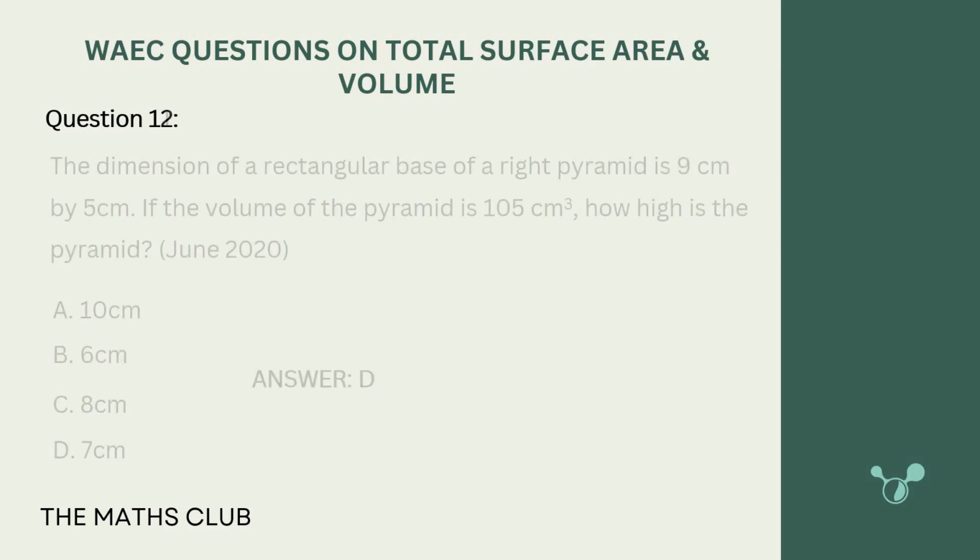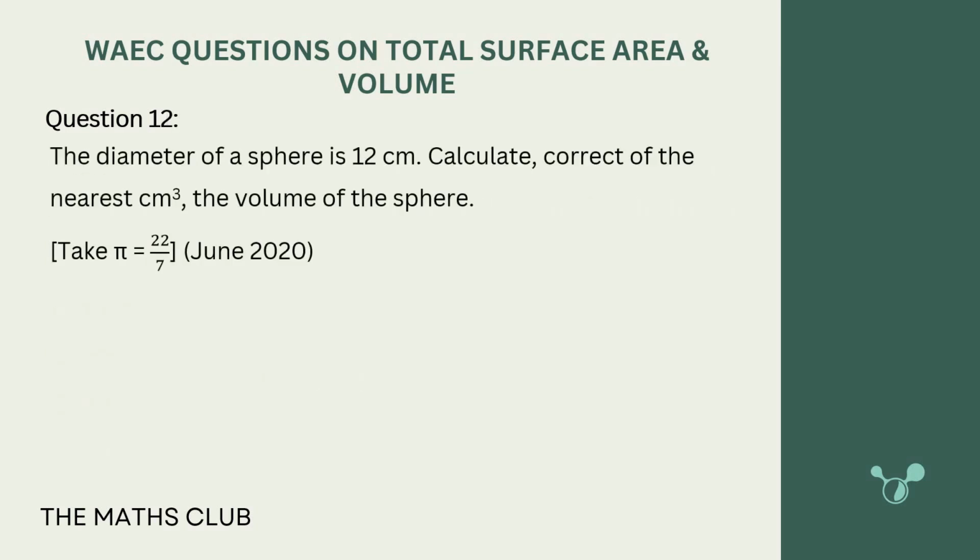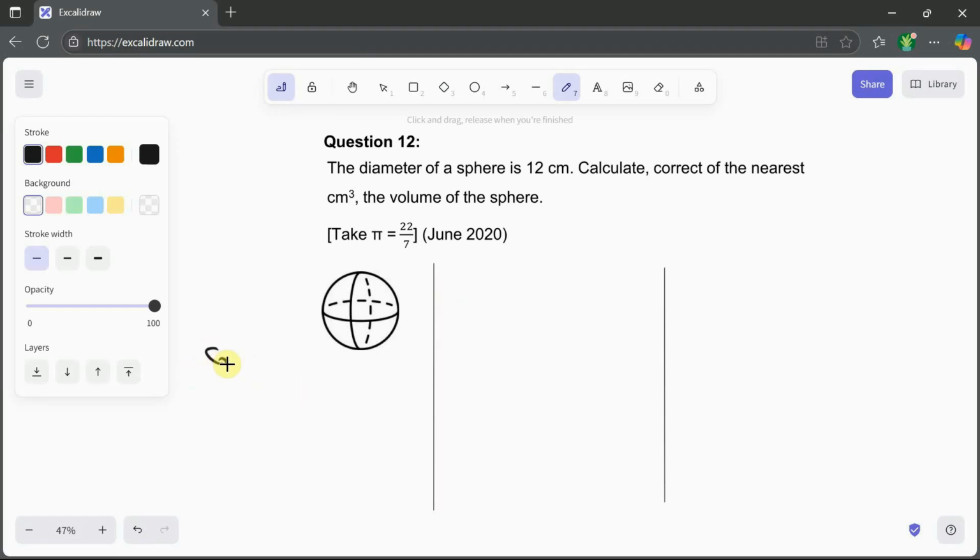Great. Question 12 says that the diameter of a sphere is 12 centimeter. Calculate, correct to the nearest centimeter cube, the volume of the sphere. Take pi to be 22/7. This is from June 2020. So what are we given? We're told the diameter is equal to 12 centimeters. So that means we can find the radius, right? So radius is d/2, which is 12/2, which is 6 centimeter.